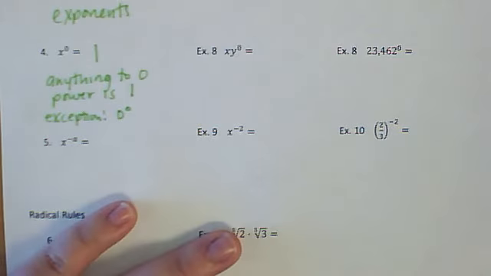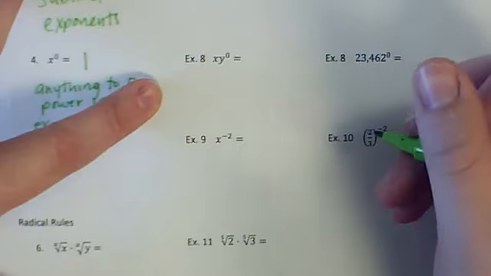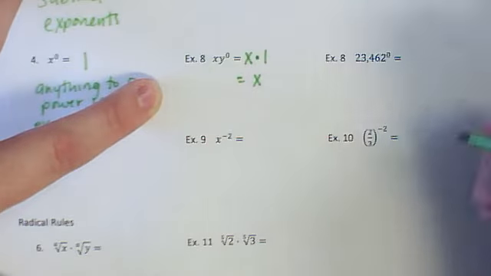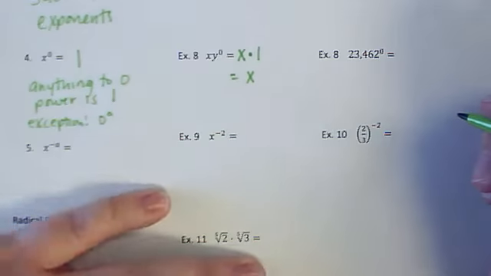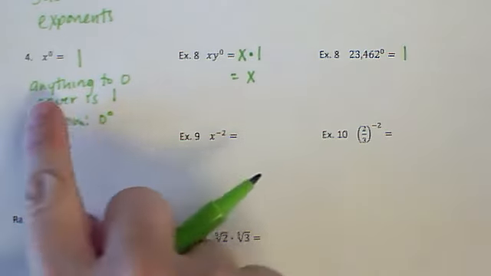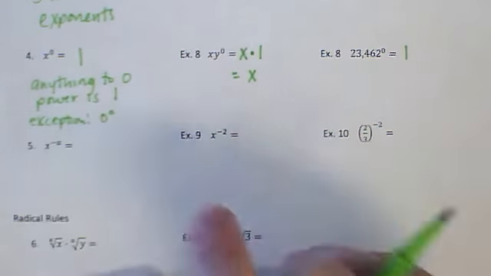Alright, so if I look at this, I have x times y to the 0. Well, if you look, the only part that has a 0 on it is the y, so this becomes x times 1, which is x. Alright, example 8, 23,462 to the 0 power is 1. Because again, anything to the 0 power is 1.